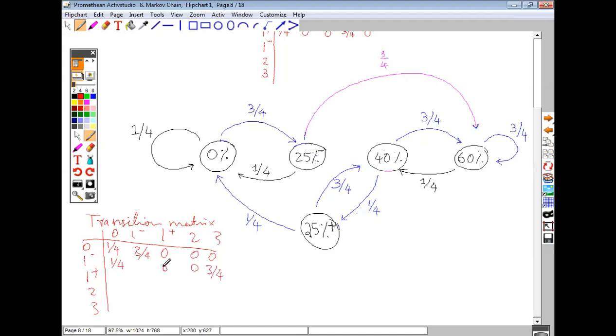Just let me know if I commit any mistake. So then we have 1 plus, and 1 plus to 0 is 1 by 4, and to 1 minus is 3 by 4. And from 2 you can go to 0, which is 3 by 4, and to 1 plus with 1 by 4 chance. If you're at 3, you can go to 0 with 1 by 4, and 3 by 4.